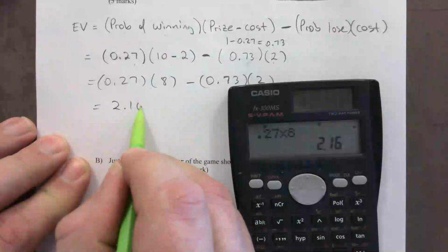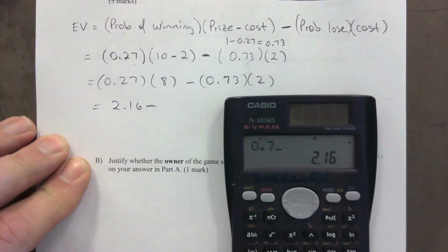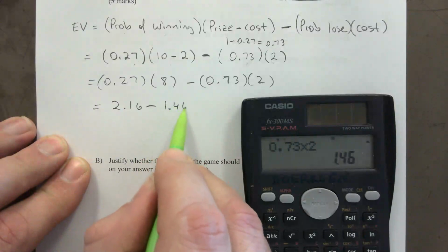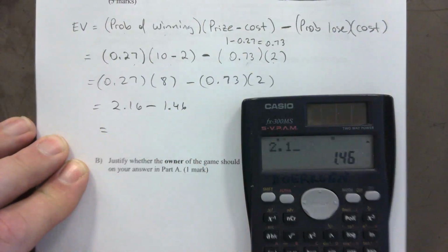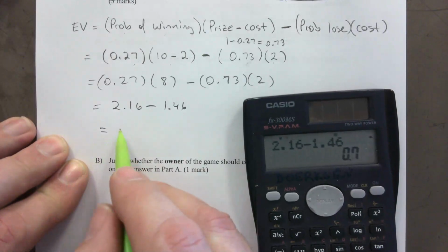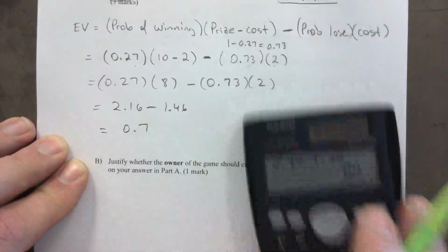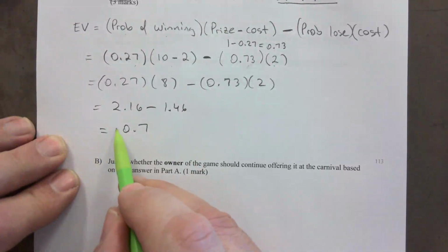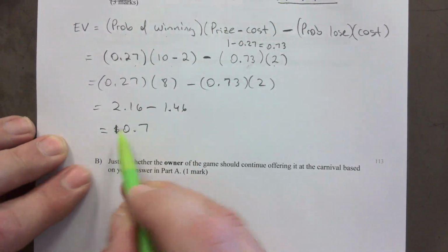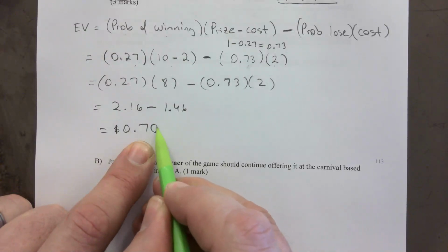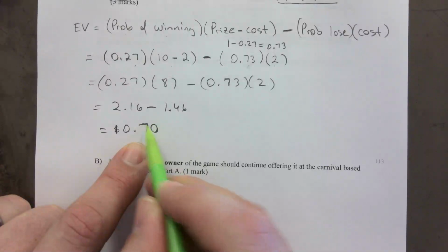This is 2.16 minus 0.73 times 2. That's 1.46. So we go 2.16 minus 1.46. That's 0.7. What's wrong with this answer right here? It's missing 2 things. It's missing its dollar sign. And because it's dollars, it needs to have 2 decimals. Okay, you need to plug in the 0 there.